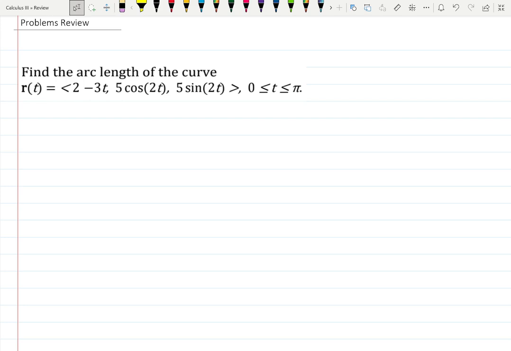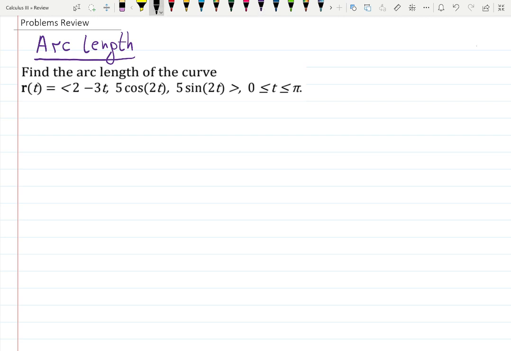In this short video, let's practice finding the arc lengths. Find the arc lengths of the curve. Arc lengths problem. The curve is given as r of t equals 2 minus 3t, 5 cosine of 2t, and 5 sine of 2t, where t is from 0 to pi.